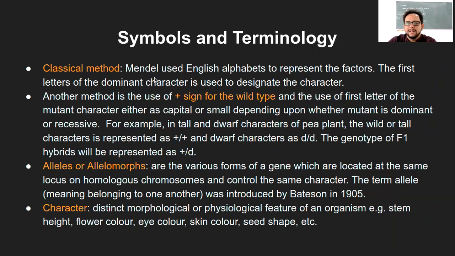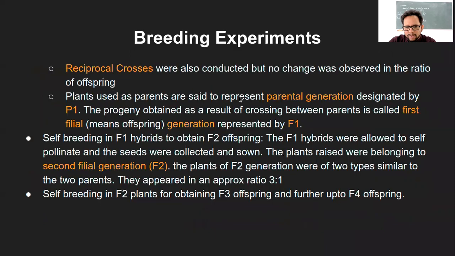So in the classical method, like Mendel, which Mendel has also referred to, we use English alphabets to represent a factor. That means if it is tall, we will use capital T to show the dominant tallness, and for the recessive factor, that is dwarfness or shortness, small t will be used. That is the English alphabets being used. So if it is a green color or yellow color, then it will be shown with the respective alphabet.